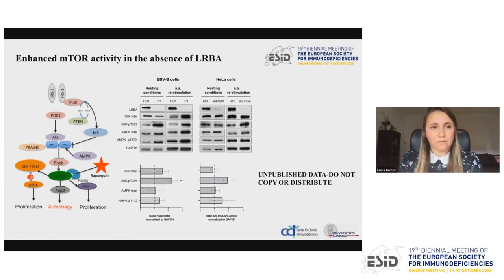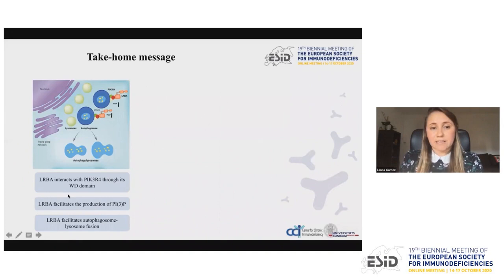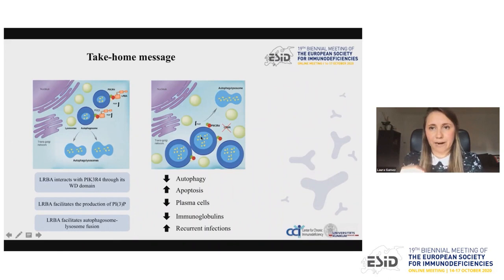So the take-home message for today is that LRBA interacts with PI3 kinase 4, and this interaction facilitates the production of PI3P that will finally allow the fusion of the autophagosome with the lysosome. However, whenever LRBA is absent, the autophagosomes, which have already engulfed the cargo proteins and the organelles to be degraded, will accumulate in the cytosol, will increase in size, leading to reduced overall autophagy and increased apoptosis of the B cells, leading to low plasma cell numbers, low immunoglobulin titers, and finally to the high frequency of recurrent infections like we see in our LRBA deficient patients.